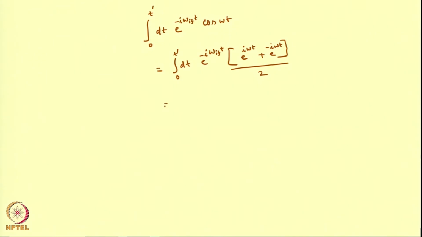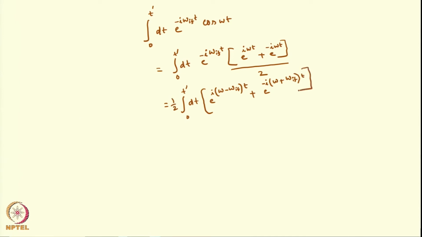Now, if I slightly rearrange, this equation will become 0 to t prime dt, e to the power of, if I take i common, then I get i times omega minus omega i f t, plus e to the power of minus i, if I take minus i common, then I will get omega plus omega i f t, and there is a half outside.